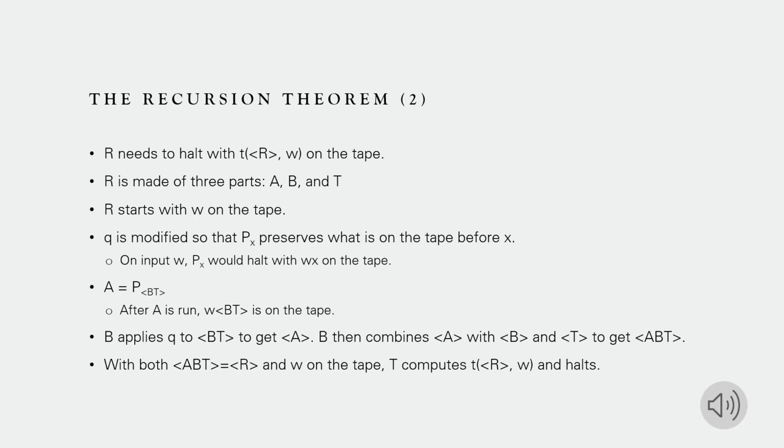So now we have the input W available to us, and we have the complete description of the machine R itself, ABT. Because remember, R is the same thing as ABT. So it has W and it has ABT available to it. So now control is passed to T, which will compute lowercase t on the description of R and W to get its result, and it will halt.